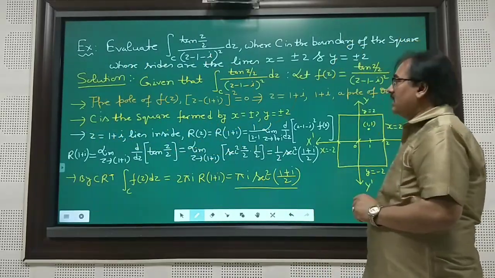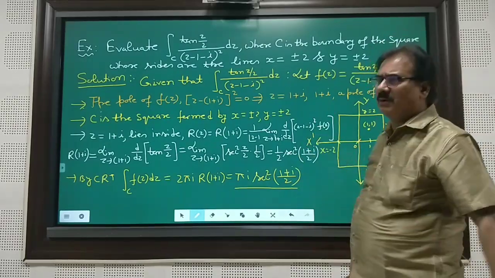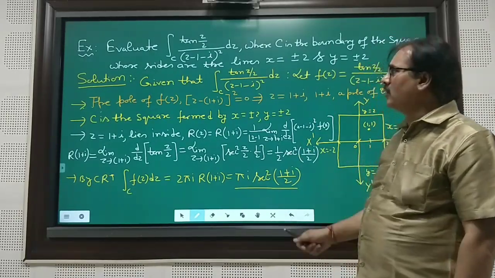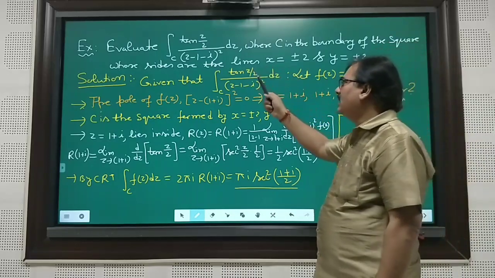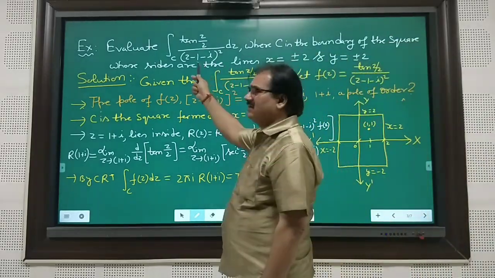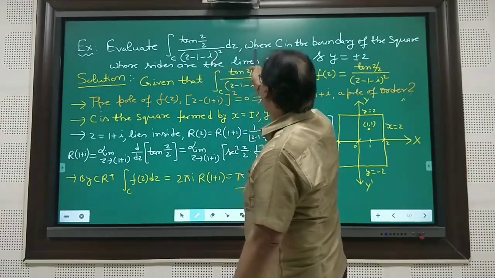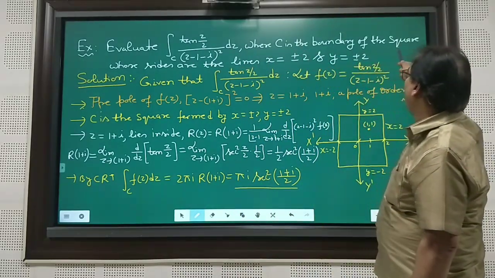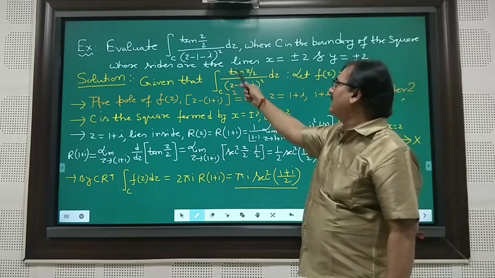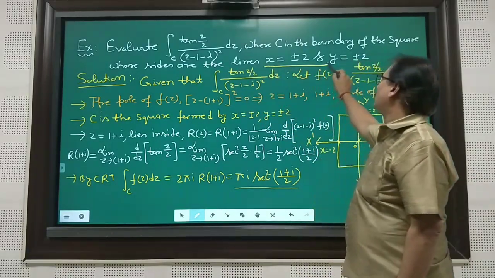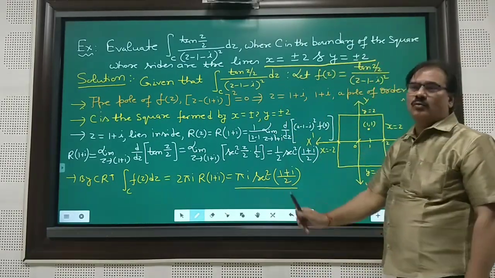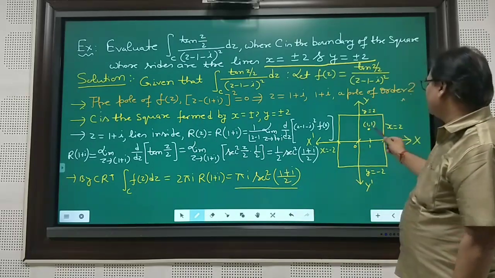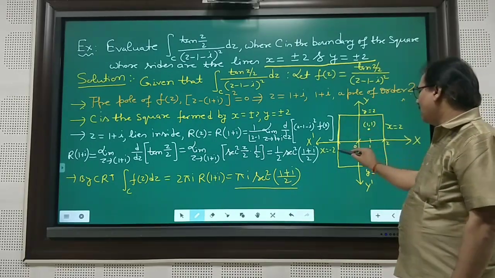Cauchy's residue theorem. Now a second type of problem I have taken for you to go through: evaluate the integral of tan(z/2) divided by (z − 1 − i)² dz. Here it is given that C is the boundary of the square whose sides are the lines x = ±2 and y = ±2. You can look very easily, this is the boundary square.